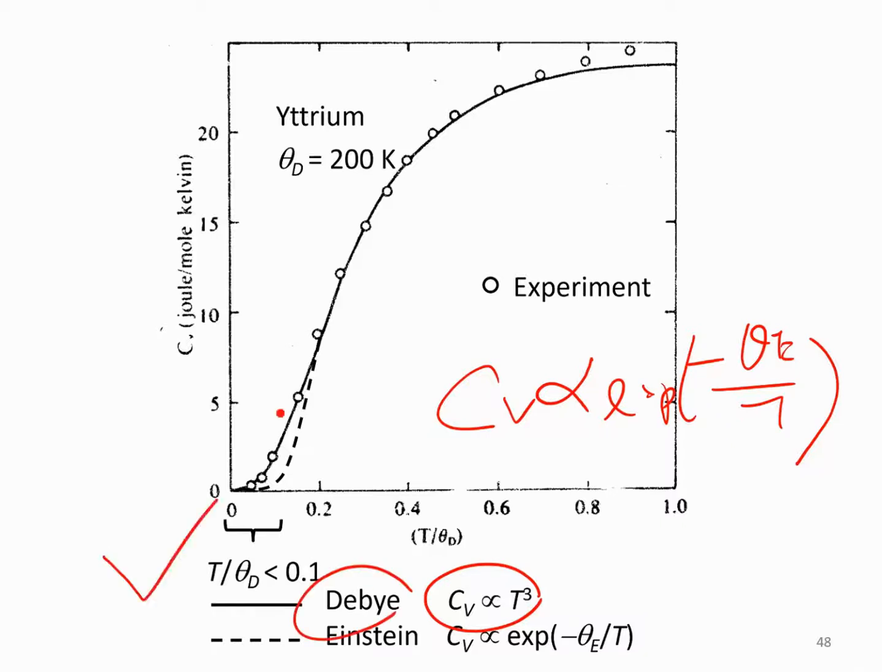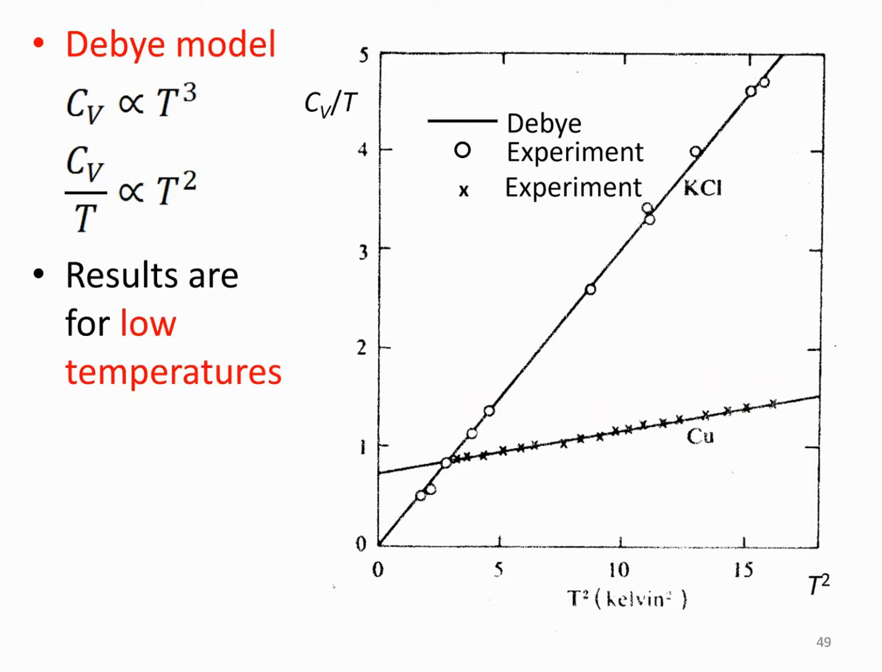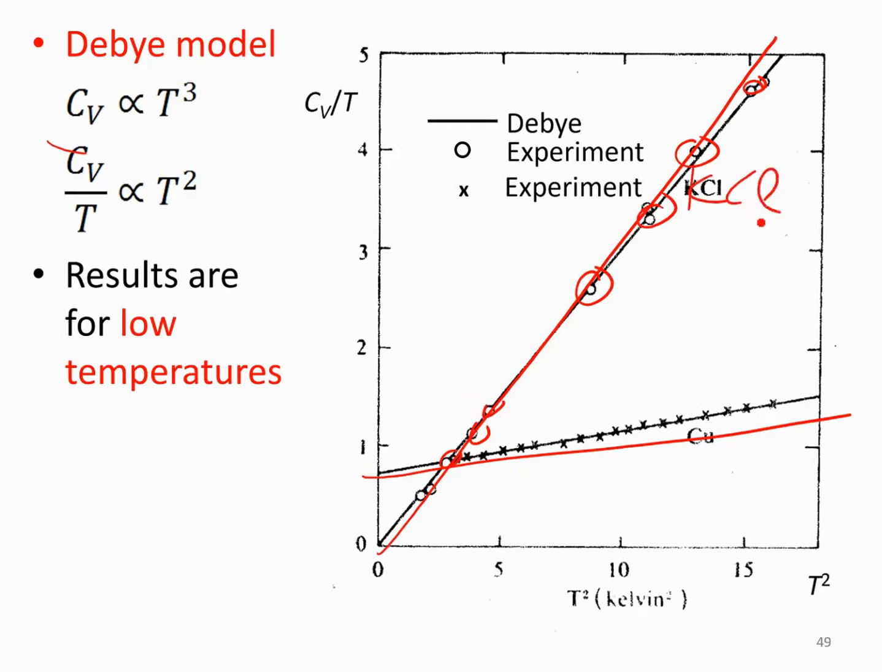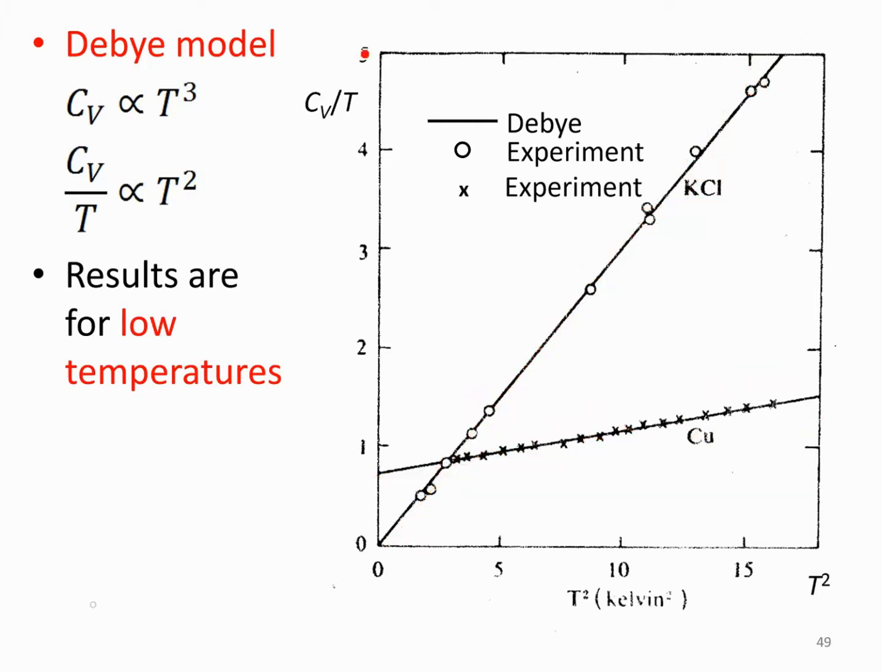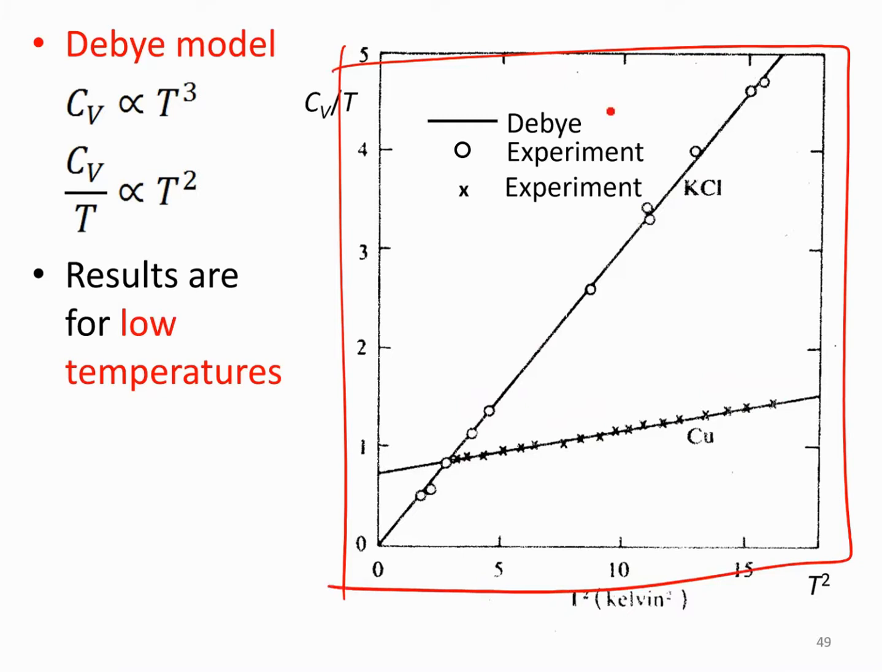The Debye model works and fits well with the experimental data, and both the experimental data and the Debye theoretical data give CV proportional to T power of 3. Okay, so this is for the Debye model, and this is the experimental result for KCl, potassium chloride, and this cross one is for copper. So from this graph, we can see that the Debye model is actually quite successful.